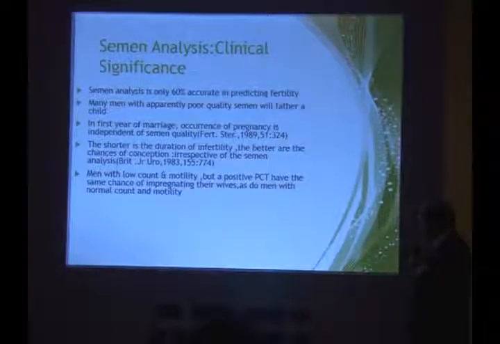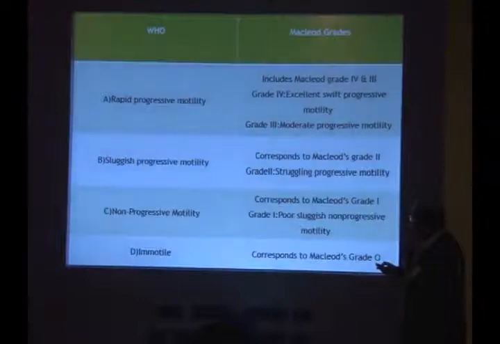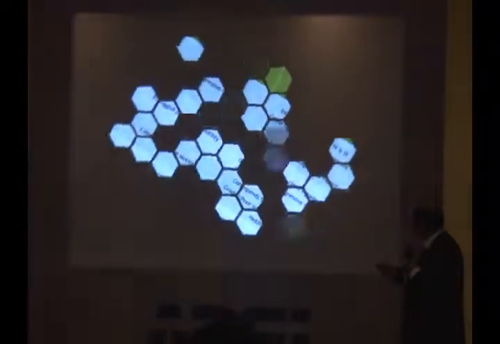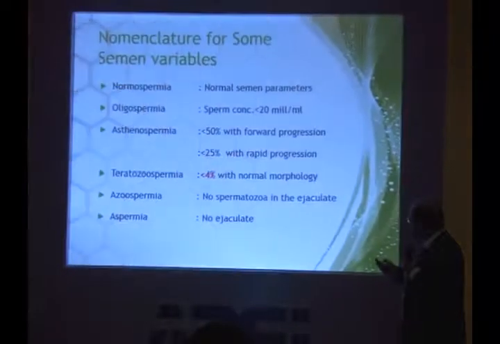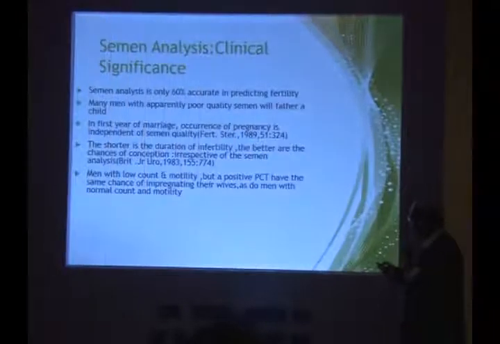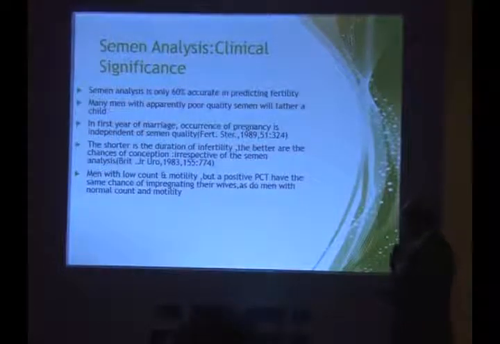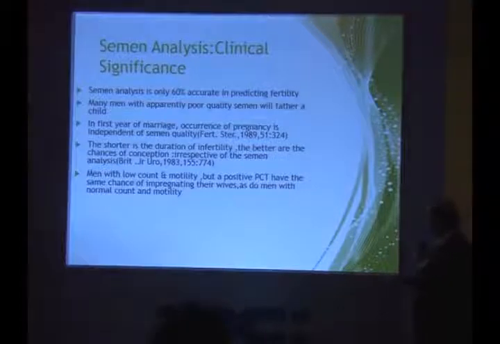In the first year of marriage, pregnancy can occur with a very low number of sperms. Many men with apparently poor quality semen still will have children. This is very important. The shorter the duration of infertility, the better the chances of conception.